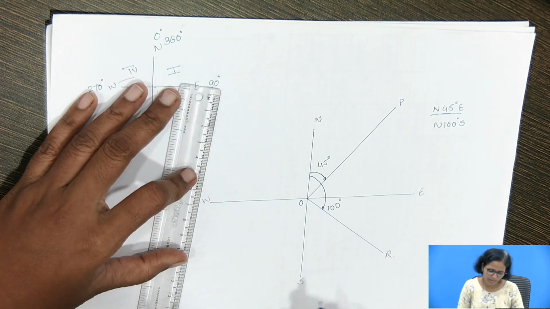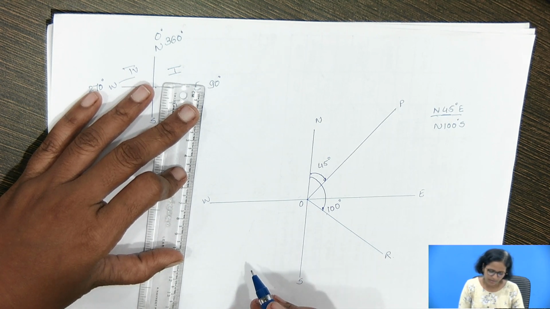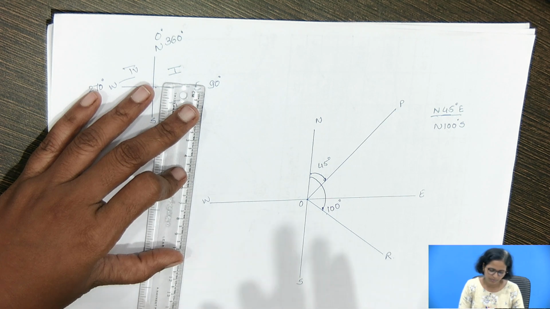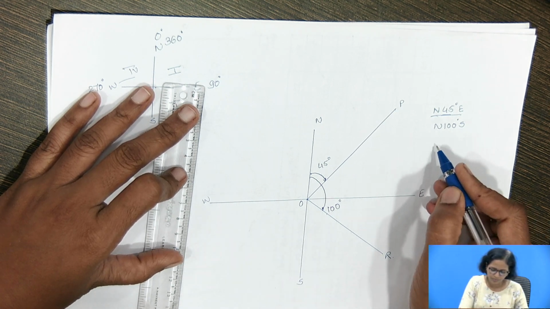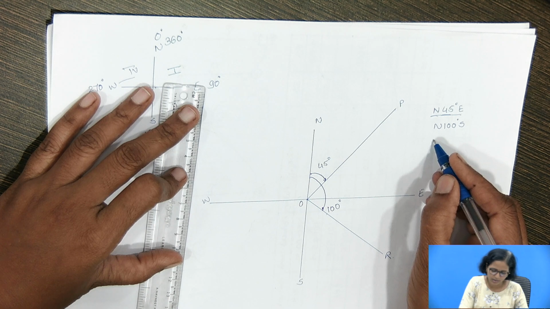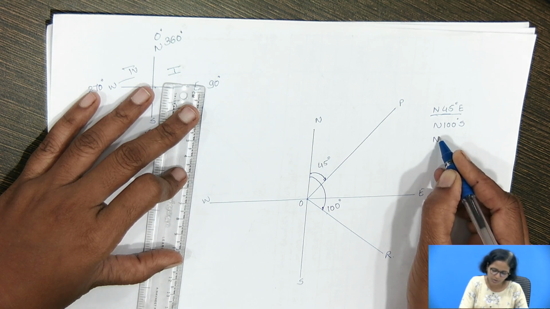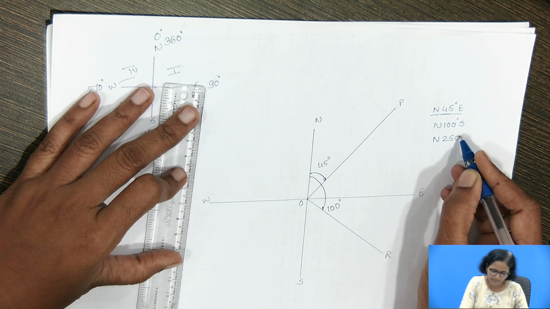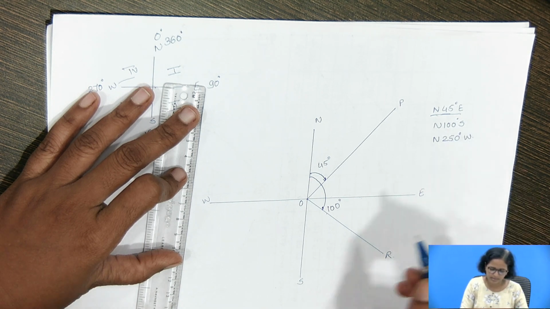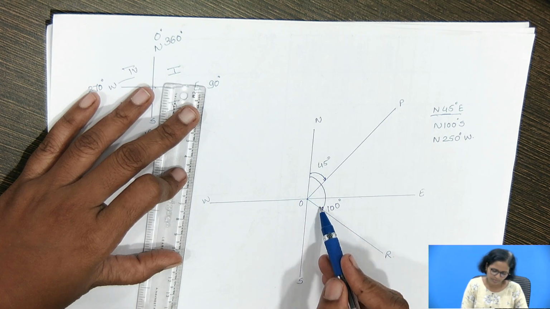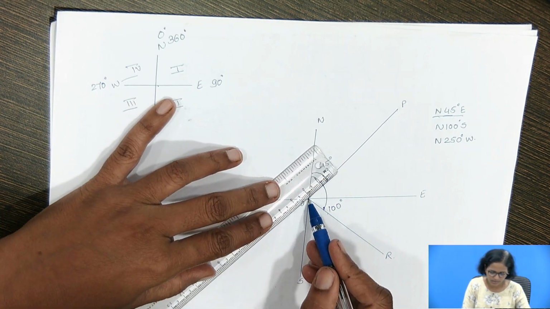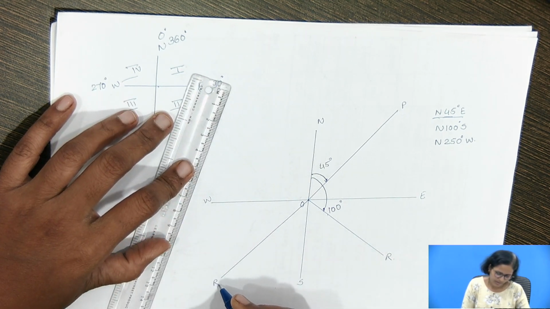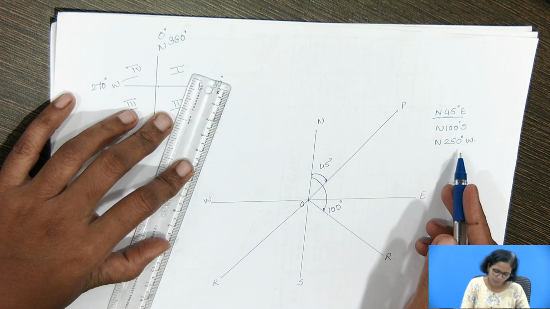So next, if the bearing is more than 180 degrees, between 180 to 270 degrees, what will be the bearing of that line? Always the bearings are to be taken with respect to north. So north 250 degrees west. From north it should be passed on to the west. That's it. It comes in the third quadrant. So let us say this is the survey line OR 250 degrees.